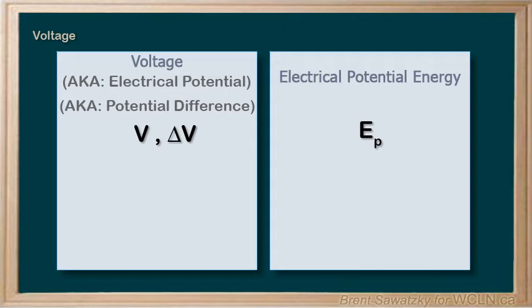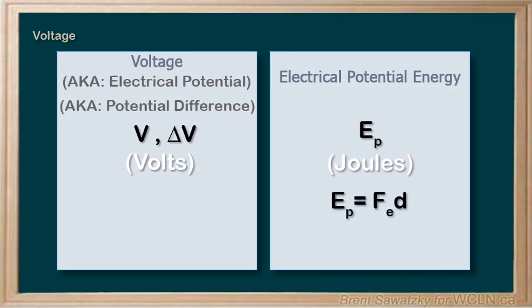So let's look at the units for each of these. Well, voltage is in volts, and that's easy to remember, which is the same thing as joules per coulomb. Electrical potential energy, as we know, is in joules, like all energy. Electrical potential energy is calculated as FED, the electrostatic force times the displacement of that charged object. Or it could be shown as KQ1 Q2 over R, as you've already worked with.